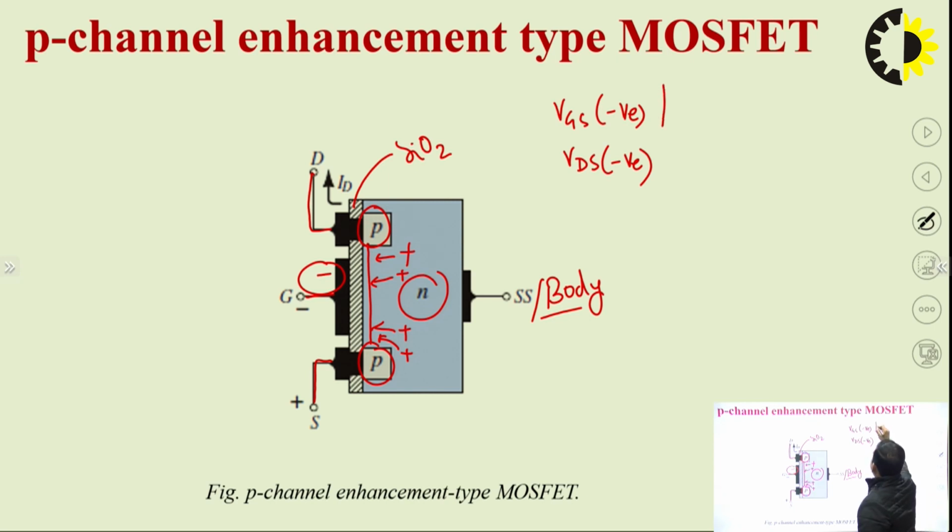Further increasing the value of VGS increases the width of the channel, and as the width of the channel increases, the drain current ID increases. So this is the operation for the P channel enhancement type MOSFET.